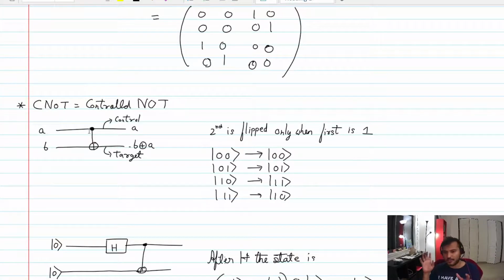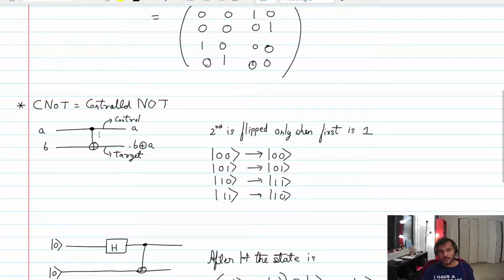If there are some others, but then I will discuss them later when we actually need them. But then C naught is probably the most important gate that you will encounter a lot of times. So let me spend some time on that. C naught is basically a controlled knot.